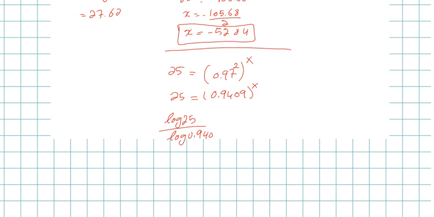And your answer should be exactly the same as the above, which is negative 52.84. So I'm solving the same question in two different methods. Whatever method you feel more comfortable with, get to learn.